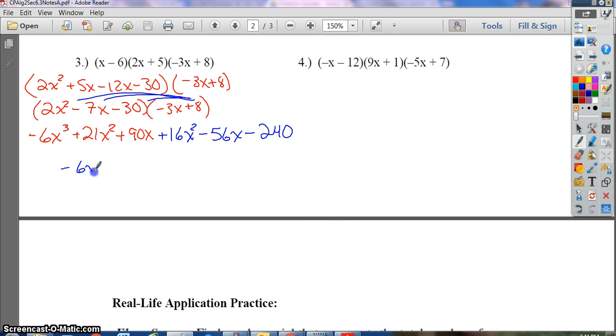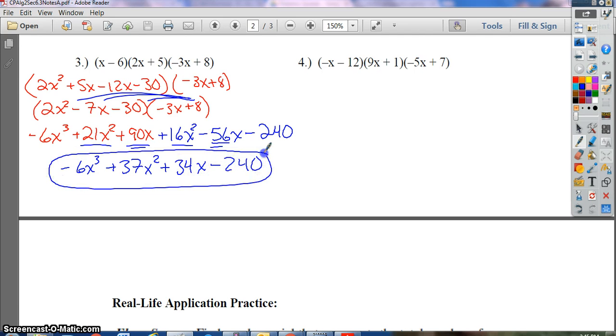All right, like terms, again, I got 37x squared here. And I'm looking at 34x, and minus 240. Okay? By all means, fire away if you see a mistake. I think I'm pretty good here. Let's finish up this one now.